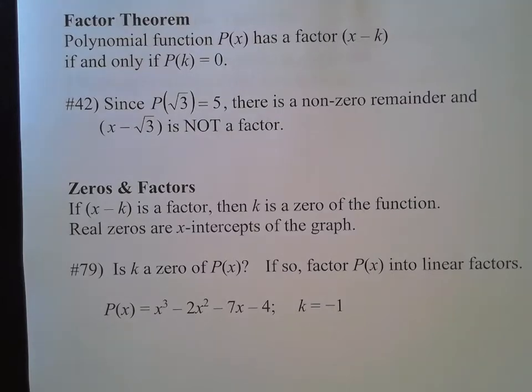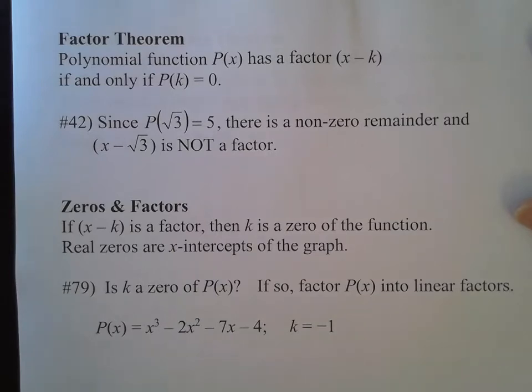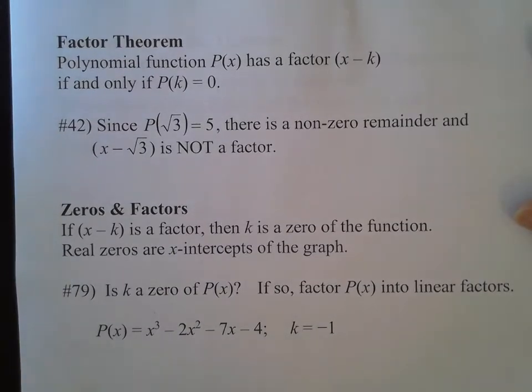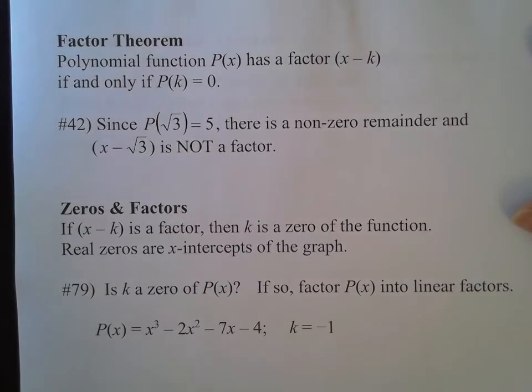The next theorem that we'll look at is called the factor theorem. Some of these overlap a little bit, so some of this information you'll be like, we already said this, but this is the theorem. The factor theorem says a polynomial function p of x has a factor x minus k if and only if p of k equals 0. You'll remember that p of k is the same as the remainder. That's the theorem we just looked at. So if the remainder is 0, then it divides in evenly, and it is a factor.